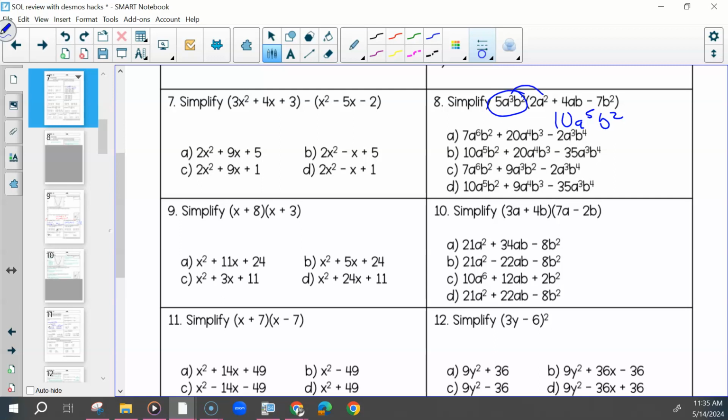For this, because we got 10, A and C would be eliminated. And then we focus on B or D. So at that point, you could either stop and say, I know it's between these two, put it in Desmos, see which one works, or just keep going. So the next one would be 20a to the 4th, b to the 3rd, which would have to be B. So go ahead and type in the original into Desmos. I'm just going to do that.